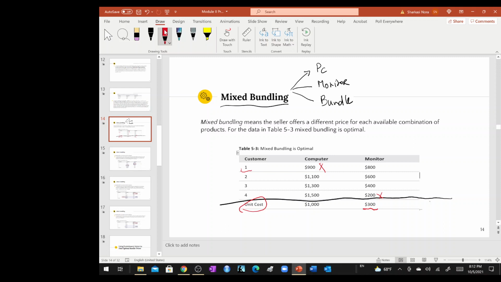Now the question is, what should be the price of the computer as a standalone product and the price of the monitor as a standalone product, so as to maximize profits? I'm going to give you 1 minute. It's up to you how many minutes you take, but you can pause me for now and think about this problem. Put it on a piece of paper and try to brainstorm and come back to me. All right.